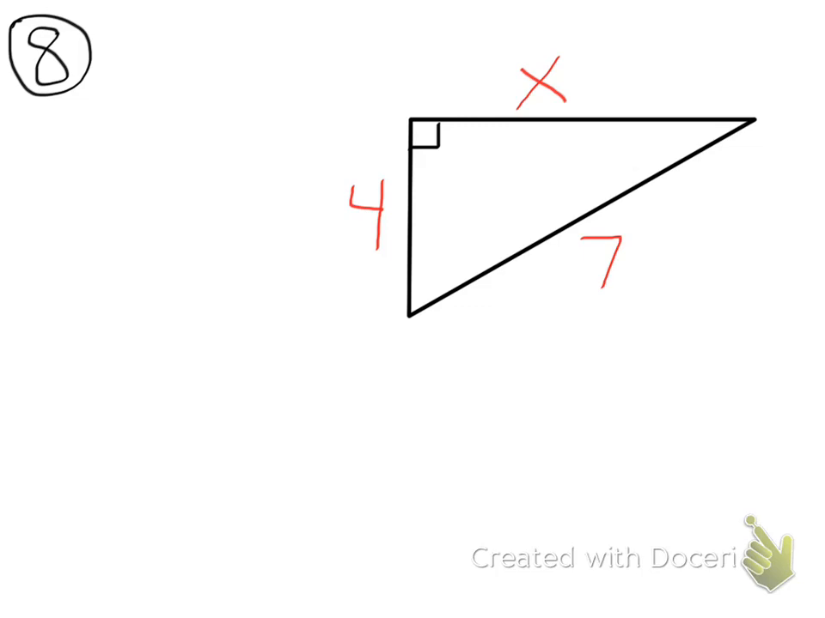Alright, this one looks a little bit different than what we're used to seeing. So first find the hypotenuse. If I draw an arrow across from the right angle, do you guys see how 7 is the hypotenuse this time? Alright, so if we do side squared plus side squared is equal to hypotenuse squared, we're going to have x squared plus 4 squared is equal to 7 squared.